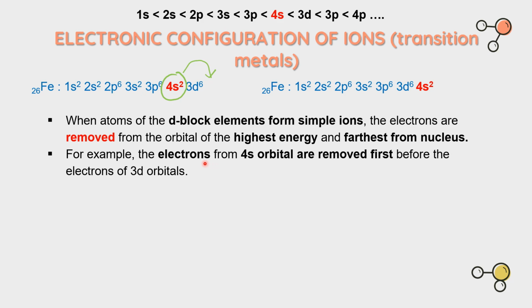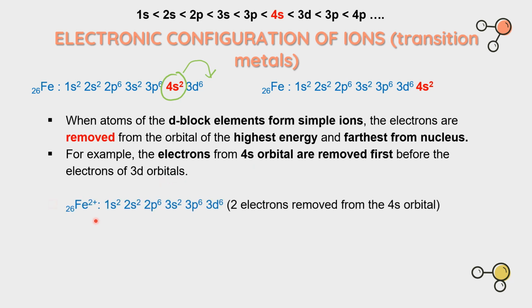For example, the electrons from the 4s orbital in ferrum 26 will be removed first before the electrons in the 3d orbitals. Let's say we are going to have this electronic configuration of ferrum 2+ ion. So in order to form this ionic electronic configuration for the transition metal, we have to remove 2 electrons from the valence shell. So removing these 2 electrons, we will get 3d6.